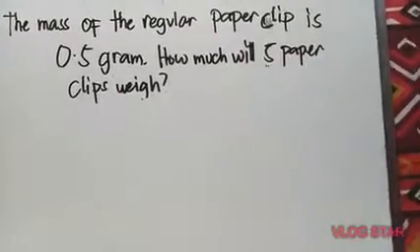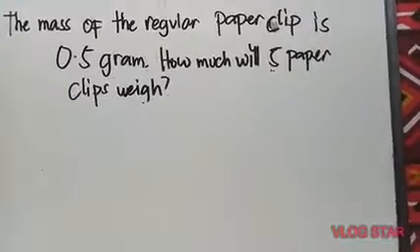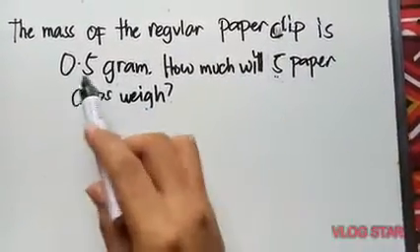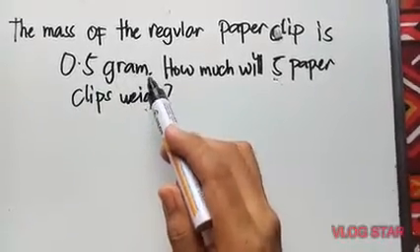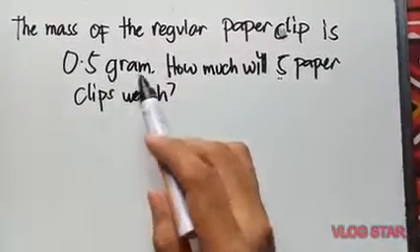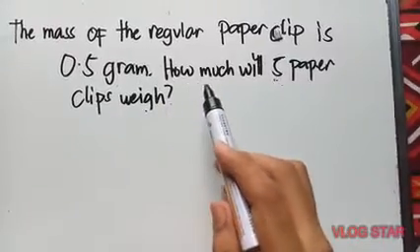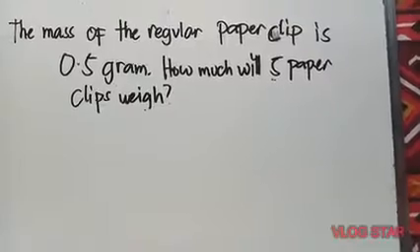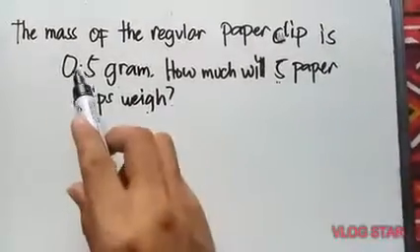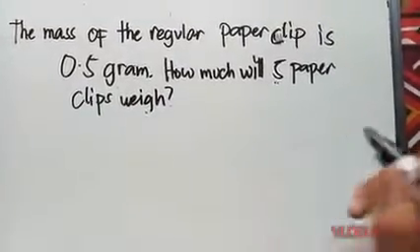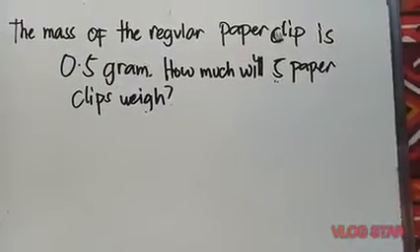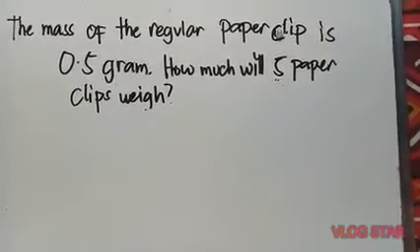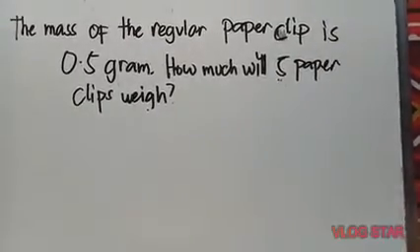So the first problem in multiplying decimals by whole numbers: the mass of the regular paper clip is 0.5 gram. So it means that the mass of one paper clip is 0.5 gram. How much will 5 paper clips weigh? In this problem, we just need to multiply 0.5 by 5, and multiplying decimals by a whole number is just the same as multiplying whole numbers, but we just need to consider the decimal places.